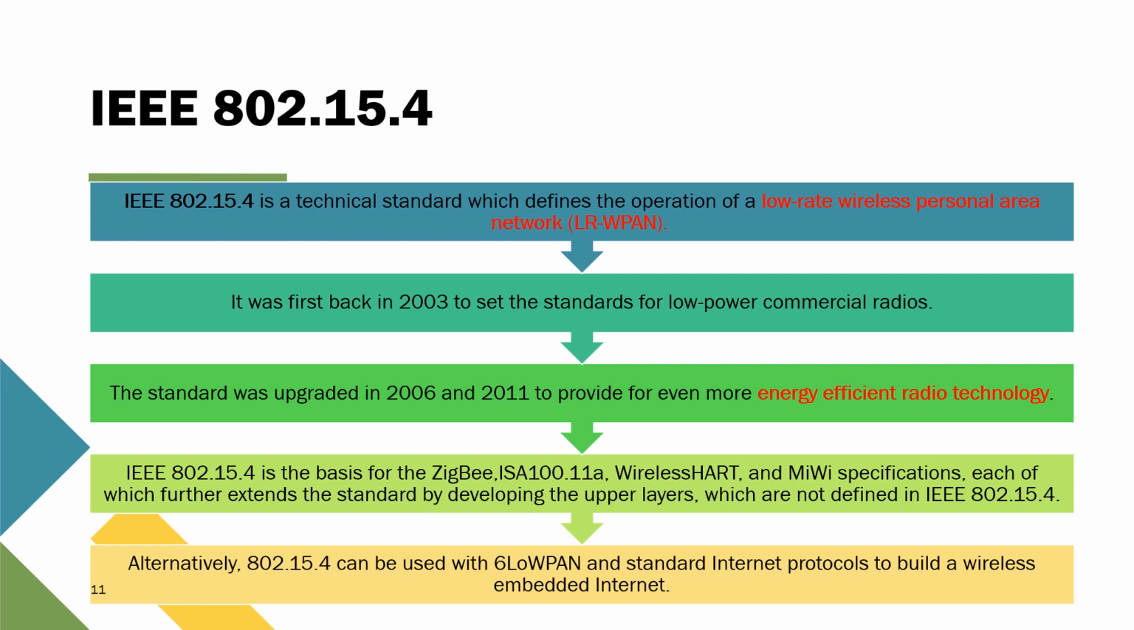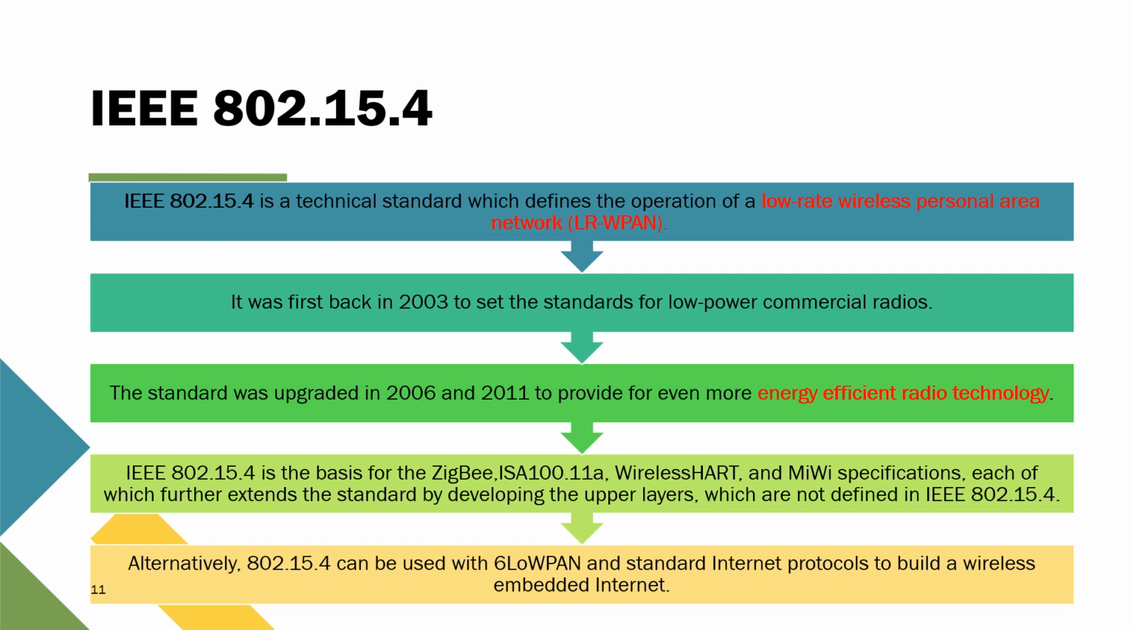IEEE 802.15.4 is the technical standard usually used for the low-rate wireless personal area network. The short form is LR-WPAN. That is the standard set by the IEEE.